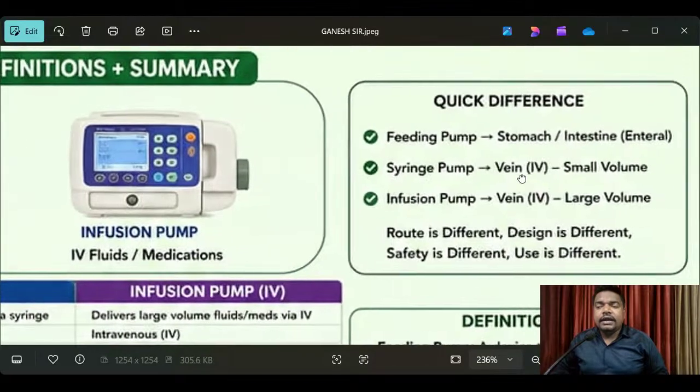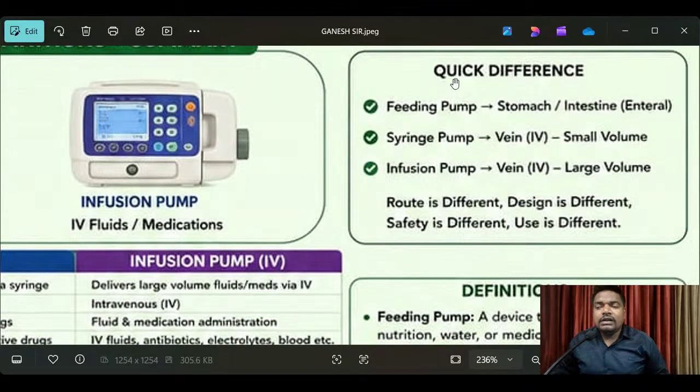See here, the quick difference between feeding pump, syringe pump and infusion pump. Is my voice clear? If you want to know the quick difference immediately: feeding pump, stomach or intestine, enteral. Syringe pump, vein, IV, small volume. Infusion pump, vein, IV, large volume. Route is different, design is different, safety is different, use is different.